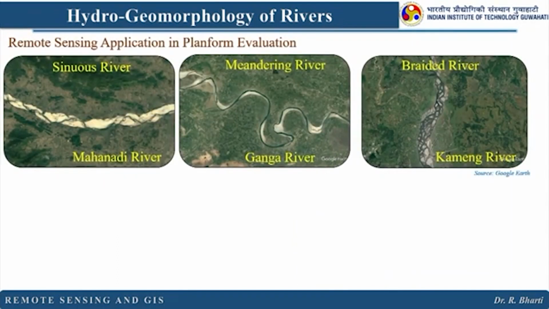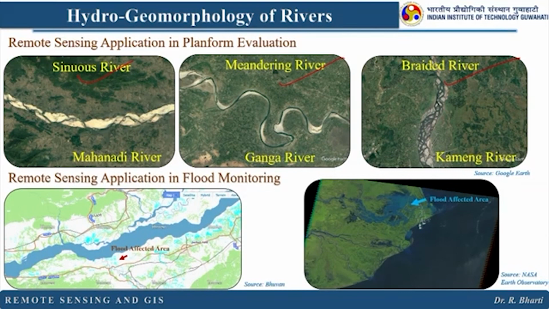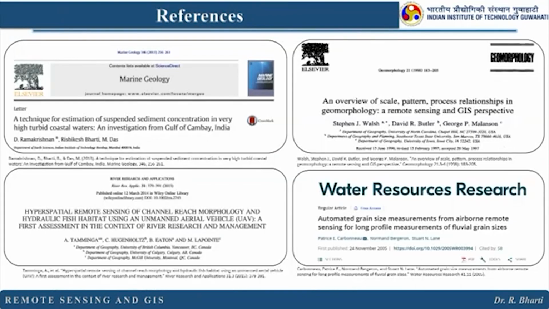Remotely sensed images can be used for planform analysis or evaluation. So, when we have sinuous rivers, meandering rivers, braided rivers, you can always think of utilizing remotely sensed images from space, because that will give you a very big area coverage, right. When we talk about flood monitoring, then also it can give you a clear-cut picture of the flood prone areas or flood plains, right. These are a few references, you can go through them if you are interested in such studies.